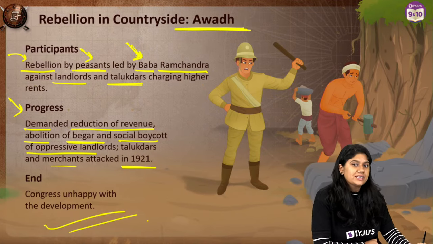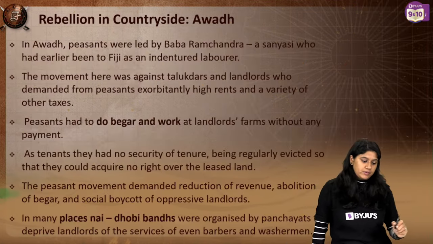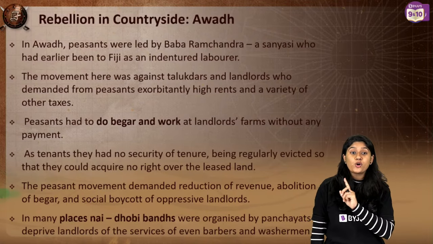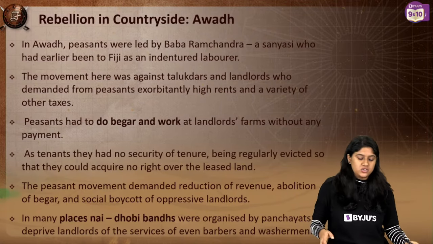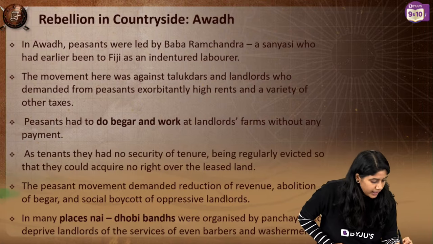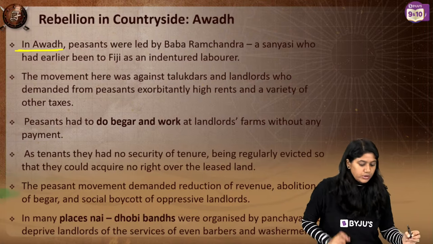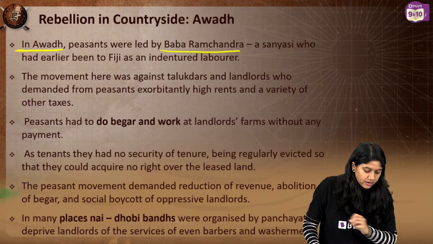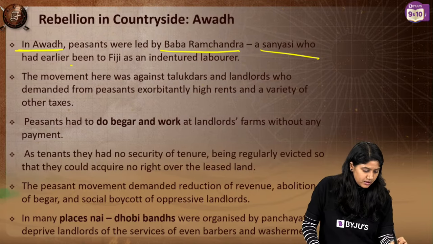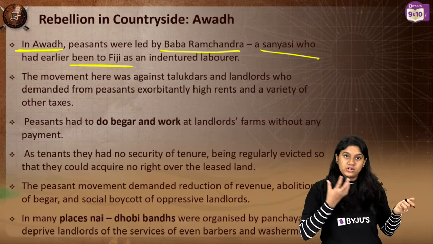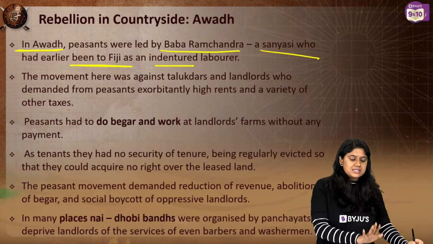Later, of course, we saw that they became very violent. So let's see over here, everyone. I'm now revising, all of you focus over here, and after that we will take a break. In Awadh, we know that Baba Ramchandra was there. He was a sannyasi. He was the indentured labor and he came from Fiji. These lines are from your textbook.